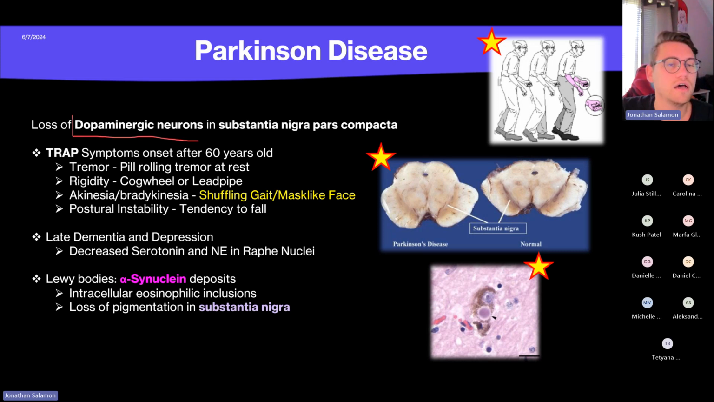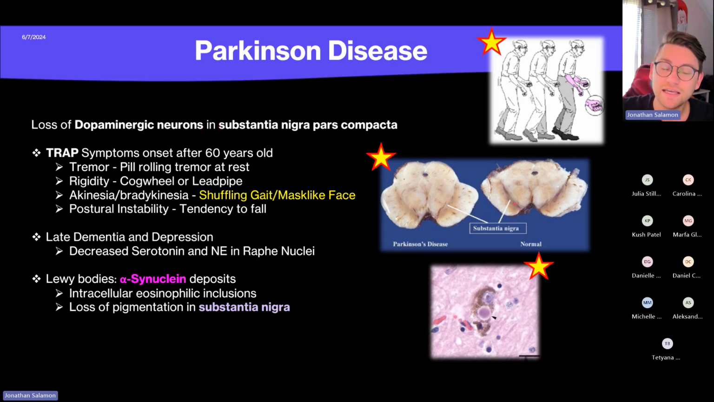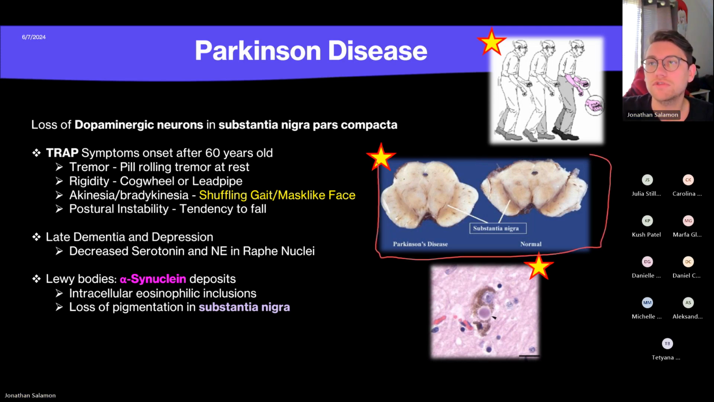Please know that loss of dopaminergic neurons in the substantia nigra pars compacta, you can physically see it, right? They get lighter because the dopaminergic neurons are dark. I answered questions off of this picture alone. Know this.